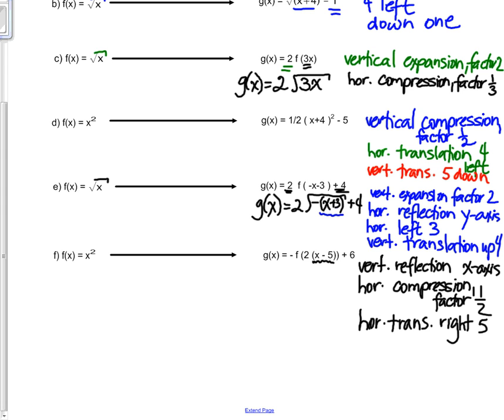Lastly, I have add 6 on the end, so it's a vertical translation, when we add, and because it's vertical, it is as you think, it's up 6.